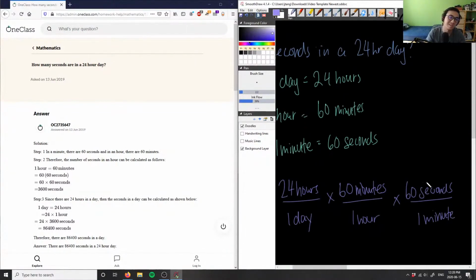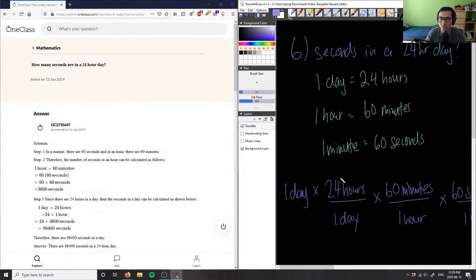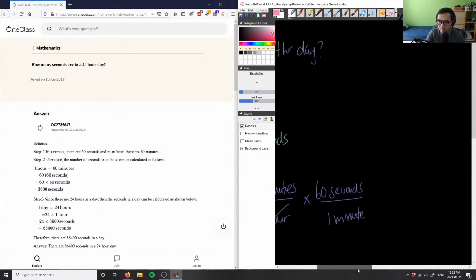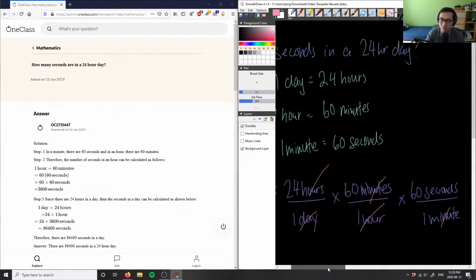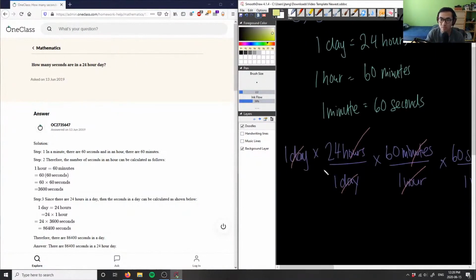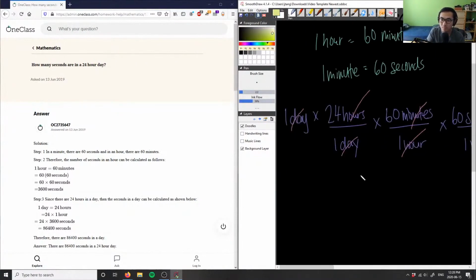Once we see these seconds, we can stop here because it's asking us for seconds, right? As you can see, these units cancel out. The days cancel out here. The hours cancel out. The minutes also cancel out. And we're left here with seconds. So all we're doing here is multiplying. Let me do this back in purple. We're doing 1 times 24 times 60 times 60. And this will give us how many seconds in 1 day.